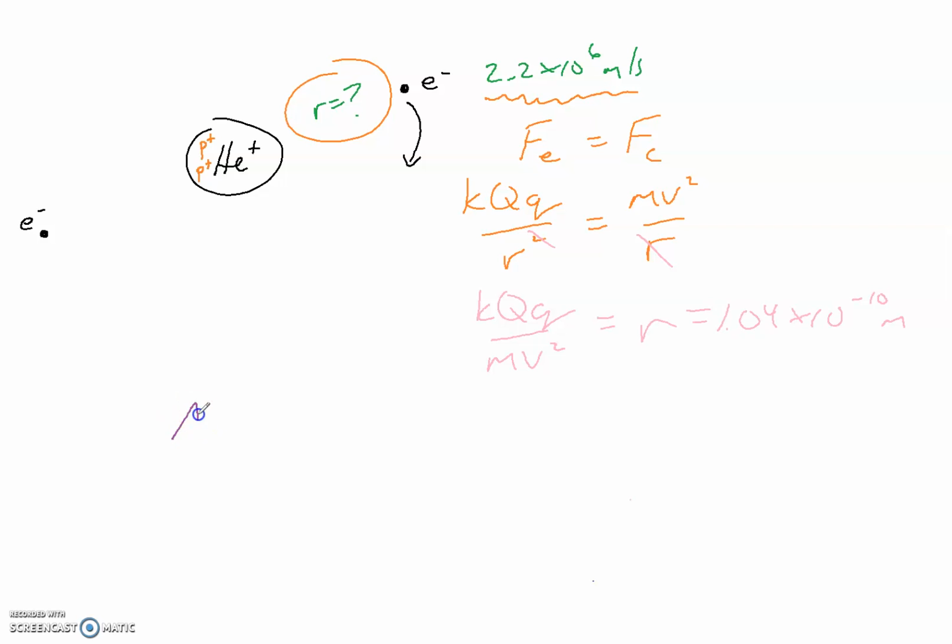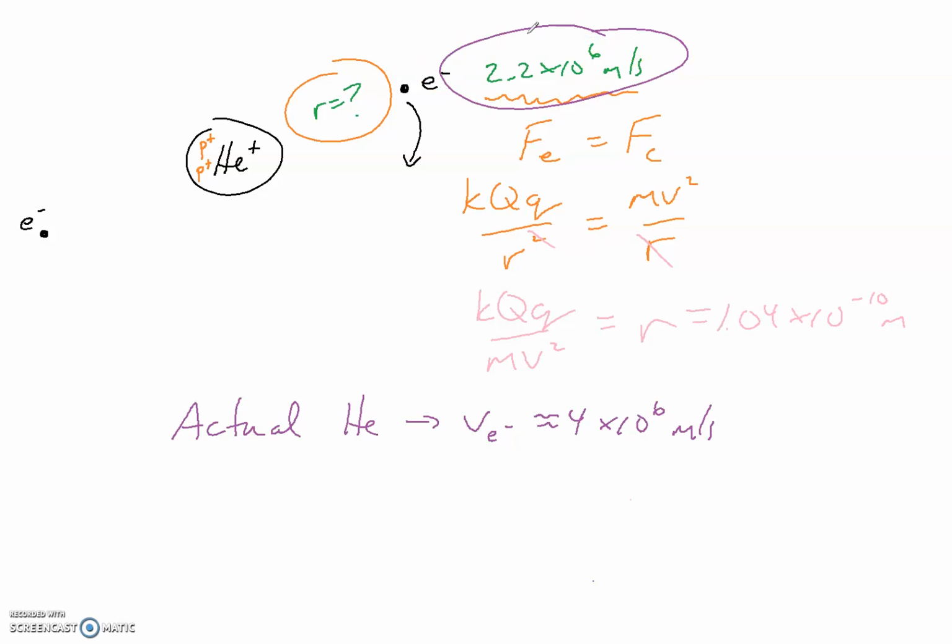So if you take an actual helium atom, the speed of the electron for actual helium is around 4 times 10 to the 6 meters per second. That's the approximate speed of an electron going around helium, and it has to go a lot faster than it did here, which is the speed we just copied for hydrogen just to practice. It has to go higher than that because since it is closer, it has to go faster in order to try and stay away from that nucleus.